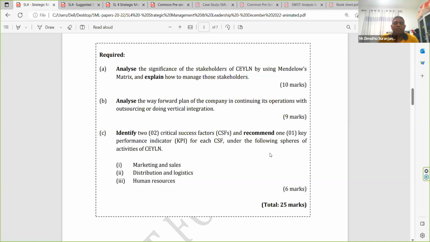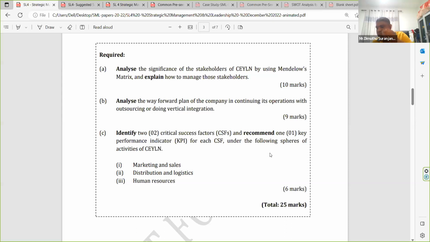Distribution and logistics: the speed of the distribution. Even you can consider the cost factor also. How much the cost we are spending on that. Efficiency, actually, we can focus on efficiency.